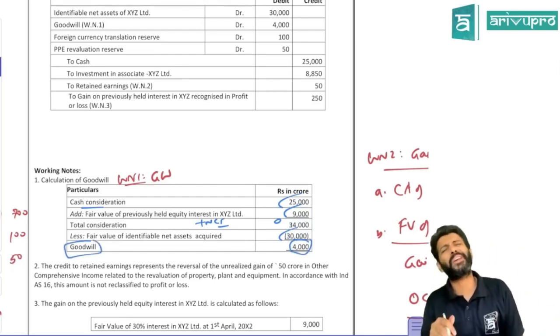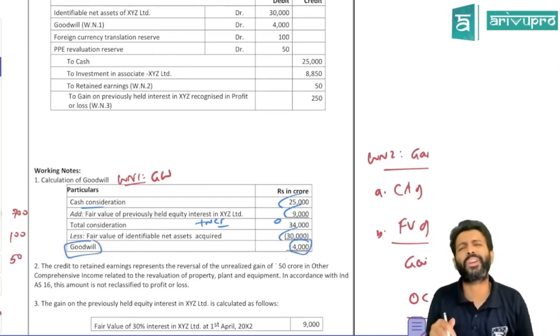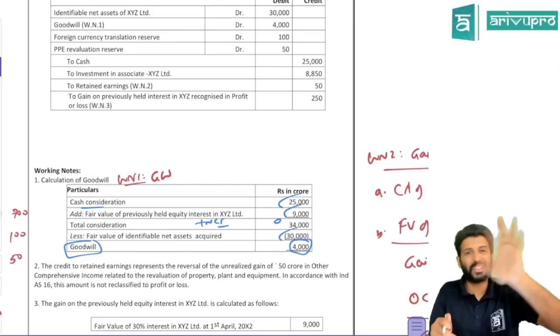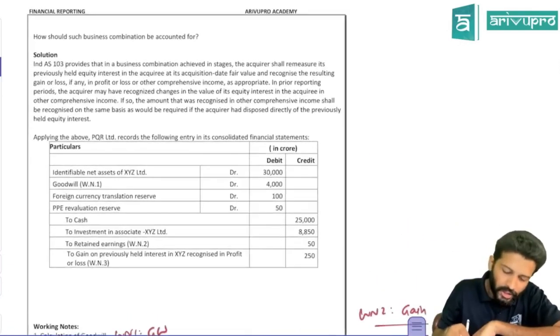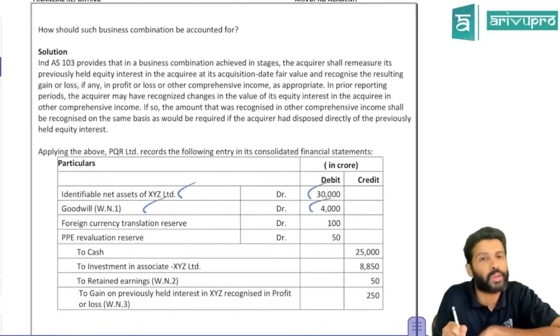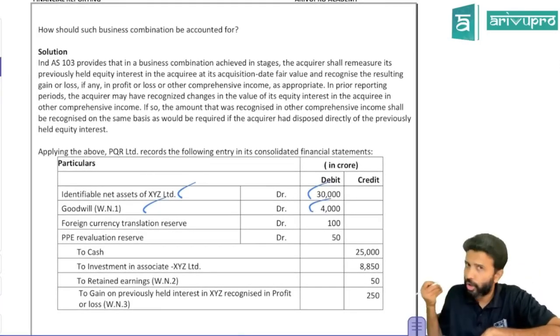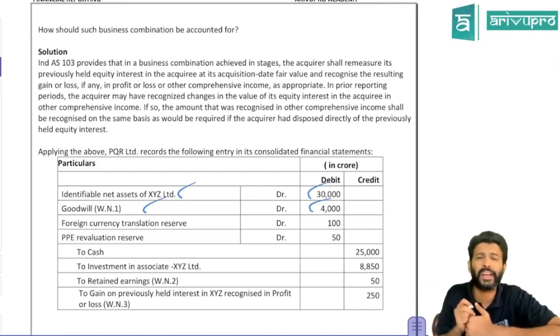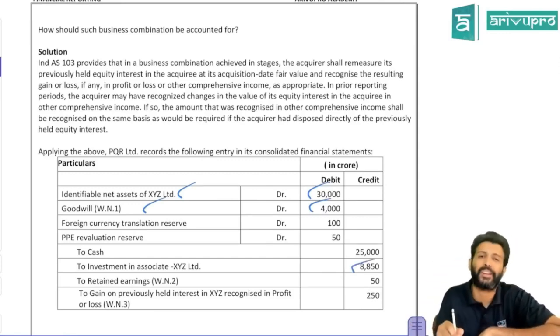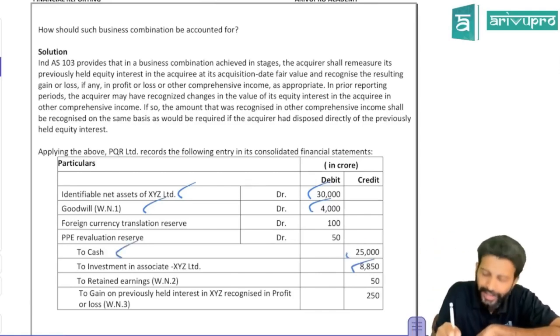Now one journal entry you need to pass in your consolidated financial statements. What is that? Recognizing the assets, NCI, goodwill, bargain purchase gain, etc. First, you will recognize net assets of the subsidiary company at 30,000 and goodwill at 4,000. Currently you are already showing investment. Can you show investment anymore? No, you have to derecognize it. The carrying amount of investment is 8,850. Derecognize that. To get this control, the parent company paid cash, so cash is going out. You'll credit cash or bank by 25,000.